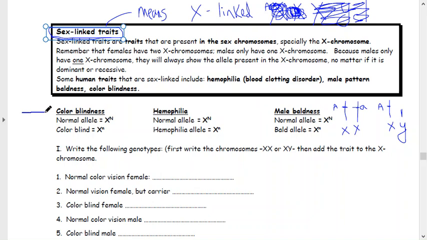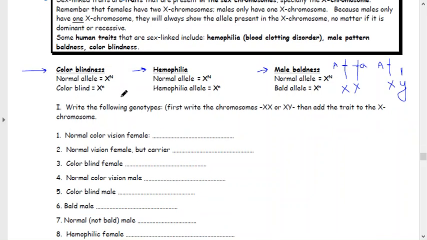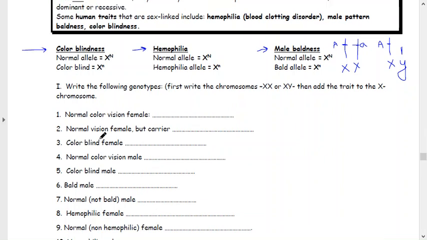And the ones that we're going to look at are color blindness, hemophilia, and male pattern baldness. I would commit those to memory. Those are the sex-linked traits that we are going to focus on. They are the most common sex-linked traits. Remember, only on the X chromosome, not on the Y chromosome. All right, so just to do a couple here.